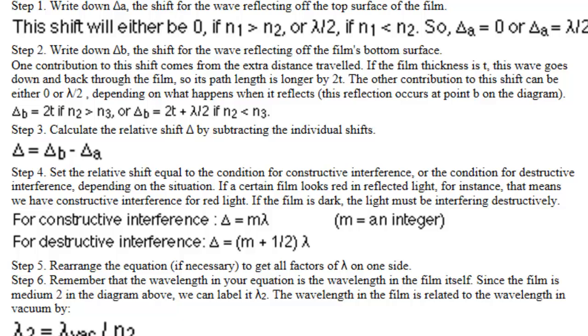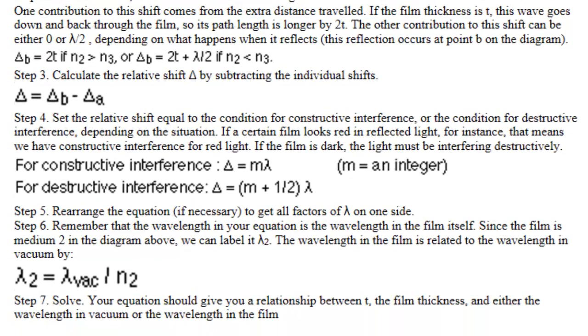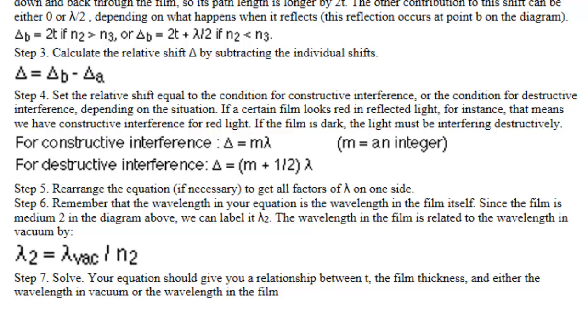So then you rearrange all your equations to get your factors of lambda on one side and include your t on the other side. And remember that the wavelength that you have in your equation is the wavelength in the film itself, and that is dependent on the index of refraction. So remember, the lambda 2 is equal to lambda of the vacuum divided by n2. And again, if you have to, use a similar condition for the third interface. And then you should solve it. Step 7. The equation should give you a relationship between the film thickness and the wavelength in vacuum, or the wavelength in the film.